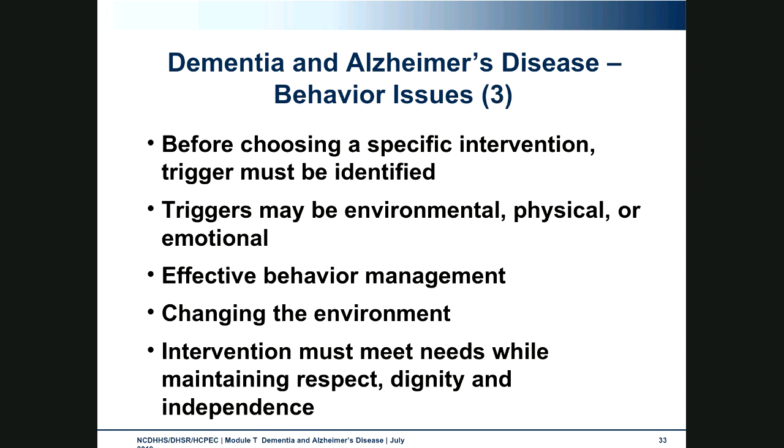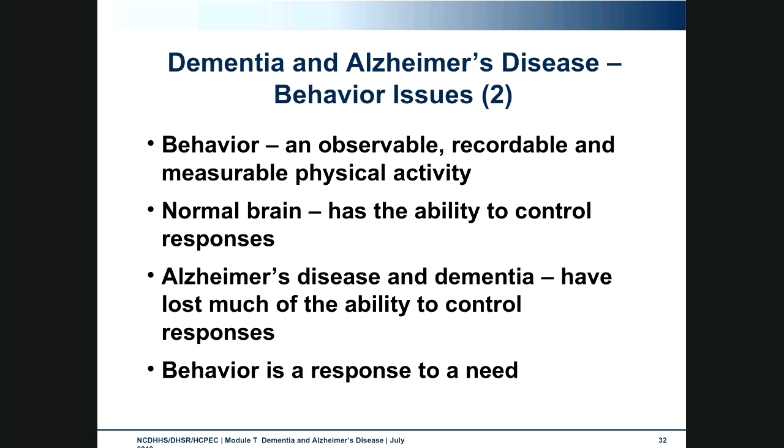So before choosing, behavior is a response to the need. Let me go into that a little deeper. The resident is frequently unable to express his or her needs because of cognitive losses. So they can't really verbalize what they need from you. So they may act out in a manner that seems unwarranted, but they're trying to get something taken care of.